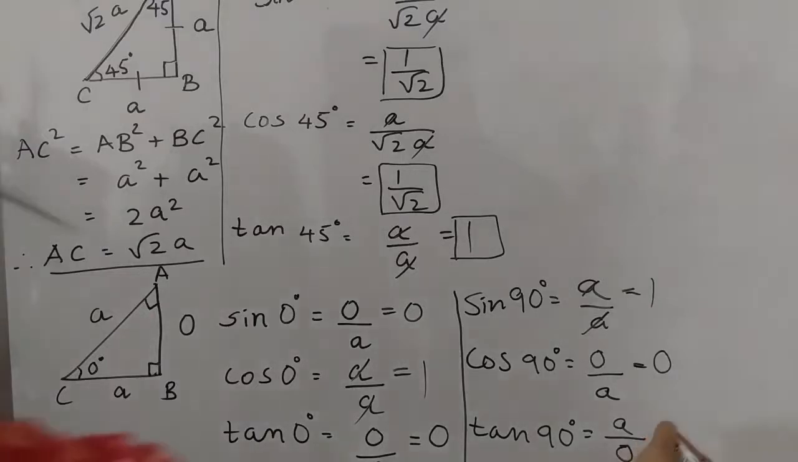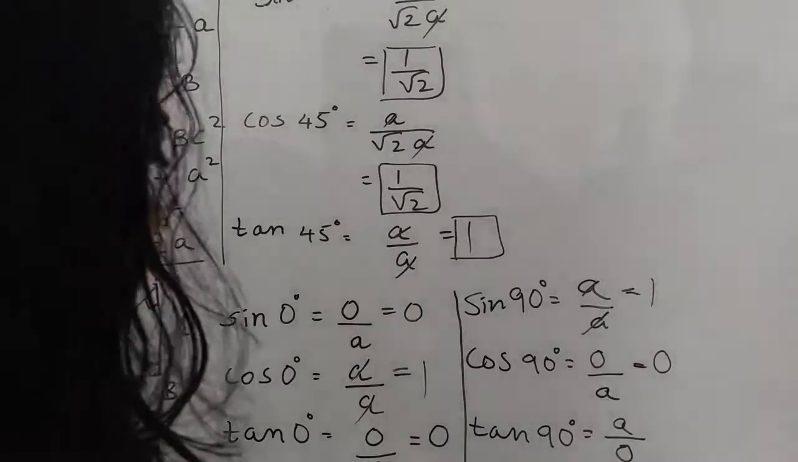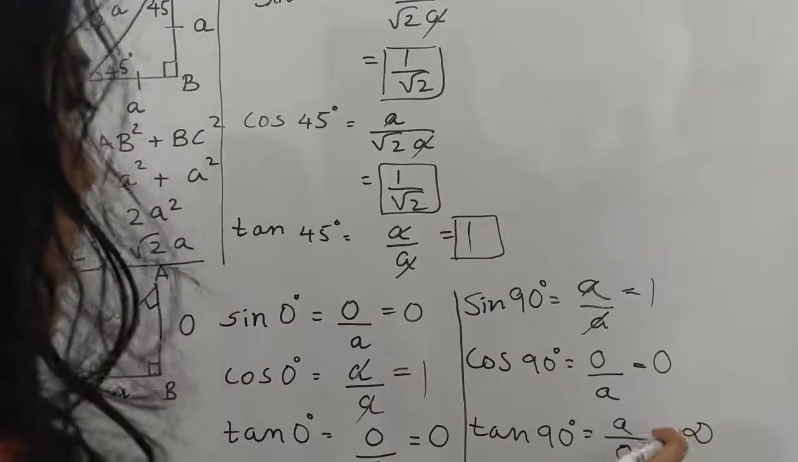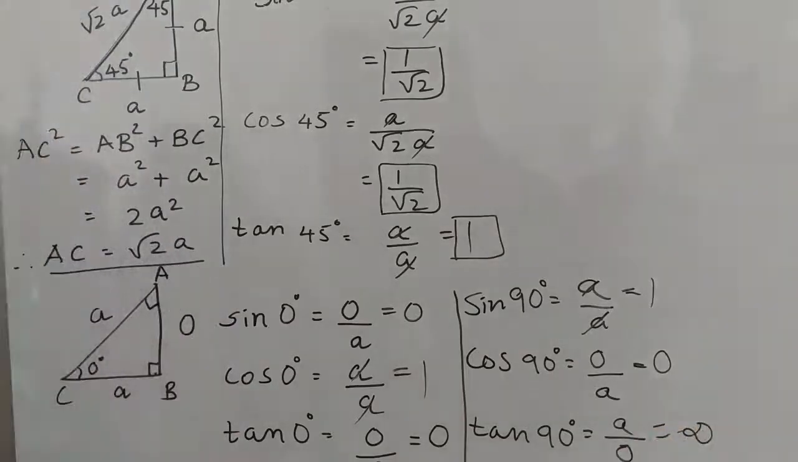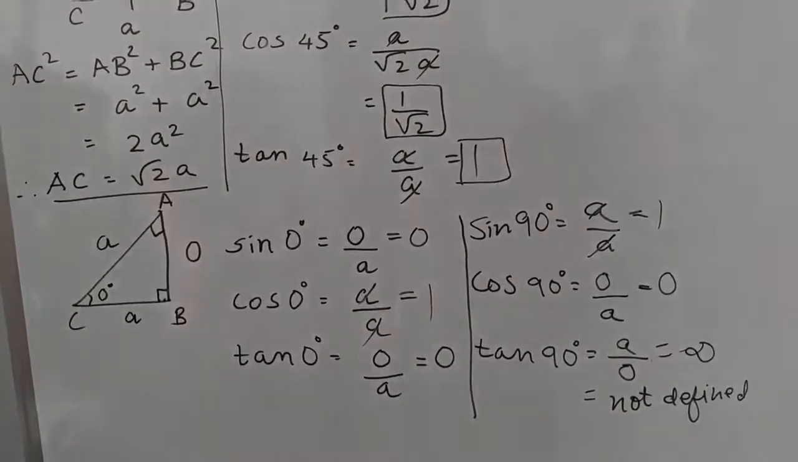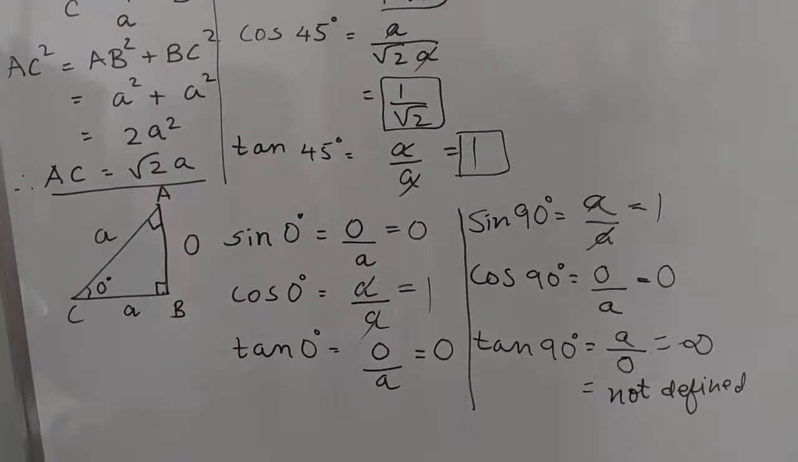So this term we say is not defined, or you can say it is infinite. This is the symbol of infinite, and generally we say tan 90 degree is not defined. So this way sine 0, cos 0, tan 0 and sine 90, cos 90 and tan 90 values are found.